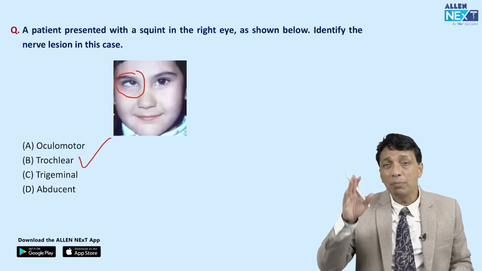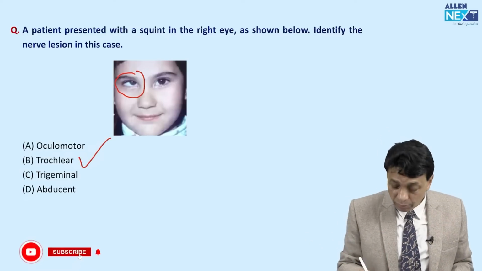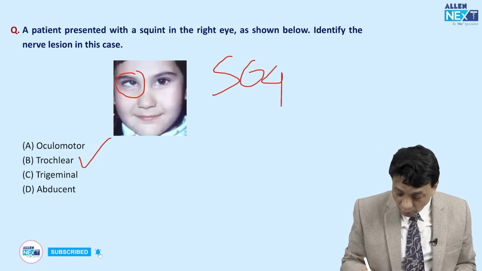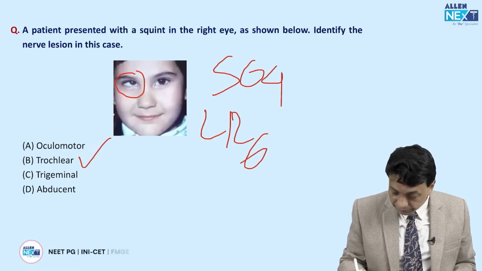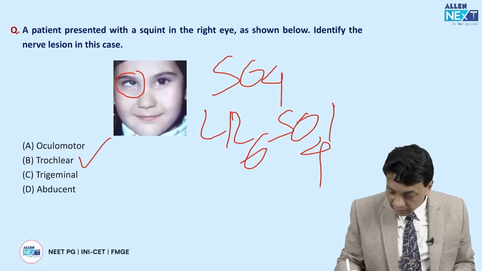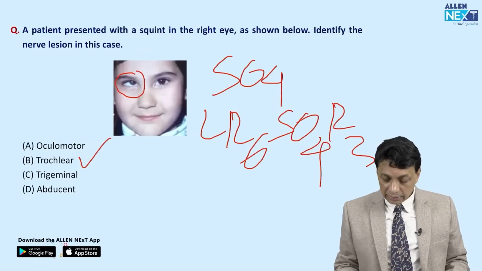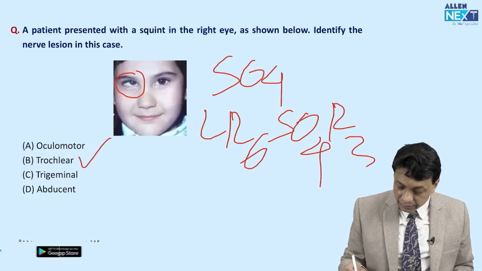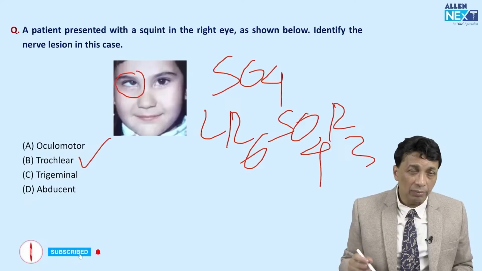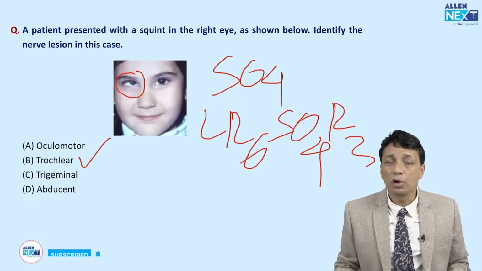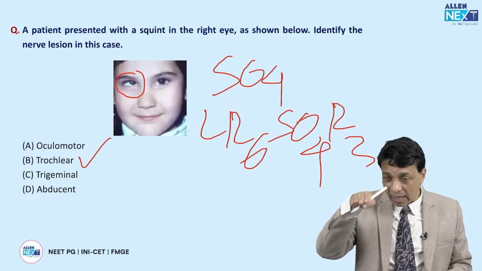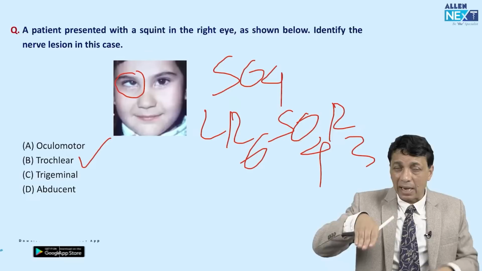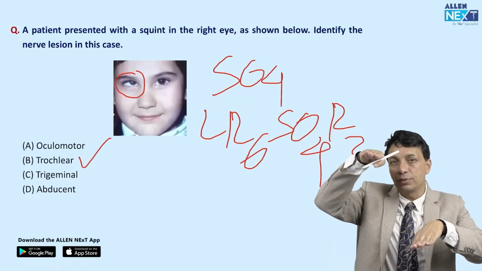Why? Because remember, fourth nerve palsy, superior oblique, SO4. You all remember the formula, LR6, SO4, R3, is it not? So the superior oblique is supplied by the fourth nerve, and when the fourth nerve, the trochlear, is paralyzed, superior oblique is paralyzed. And superior oblique is one of the depressors. It depresses the eyeball, is it not? So when that gets paralyzed, the eyeball moves up like that, is it not? So this is the diagnosis.